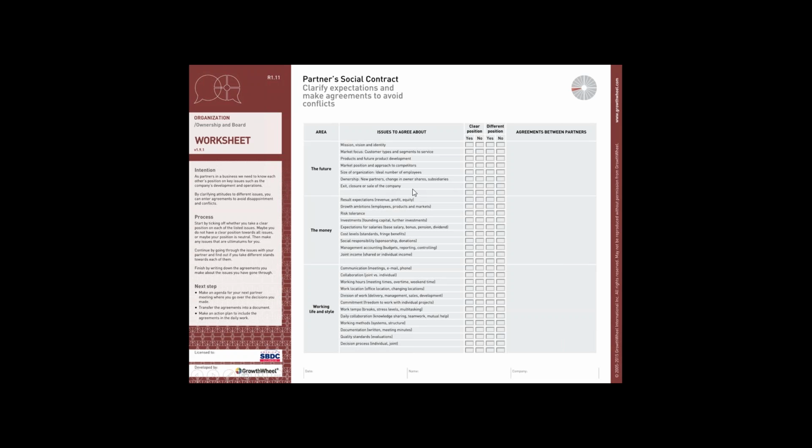By the way, we have a workshop coming up next year on succession planning, and I think that's something you might want to take a look at if you're in business already.